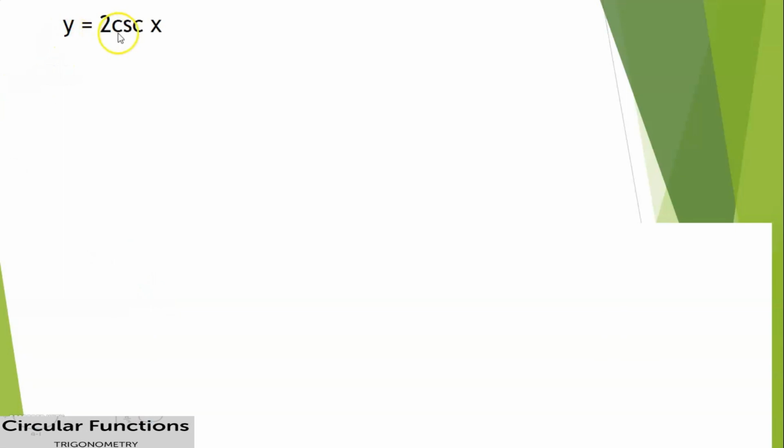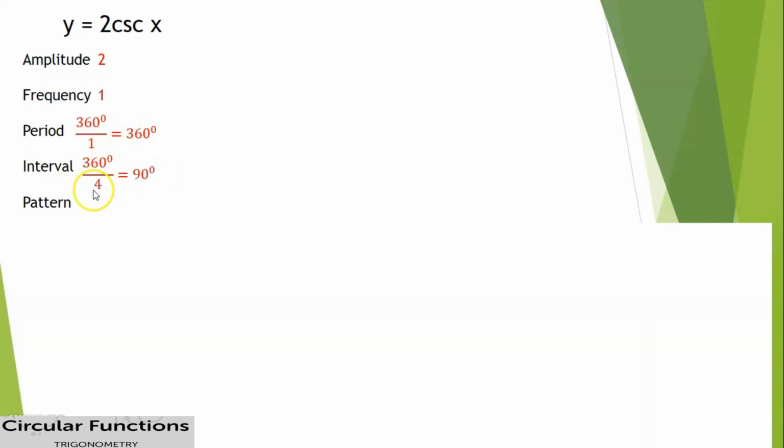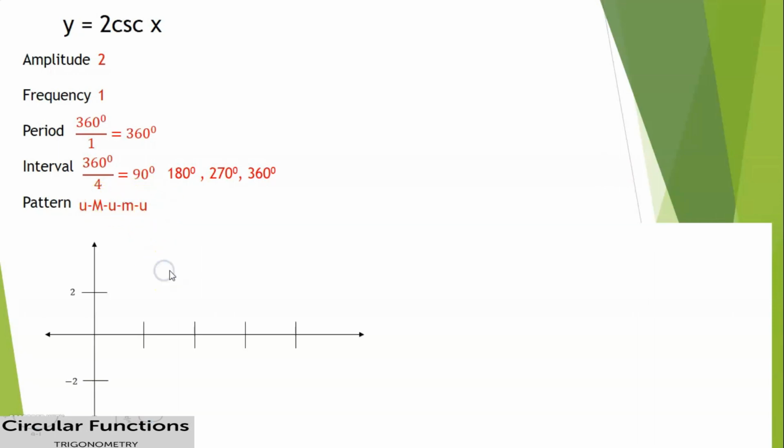y is equal to 2 cosecant x. Let's identify its properties. Take note that the amplitude will only serve as a guide. The amplitude here is 2, the frequency here is 1, it's not written, so the default is 1. For the period, it's 360 divided by 1, or 360. The interval is 360 divided by the constant 4, so that would be 90. Get the rest of the interval, just keep on adding 90. For the pattern here, it's undefined, maximum, undefined, minimum, and undefined. So this will be for the sketch, and this will be for the interval.